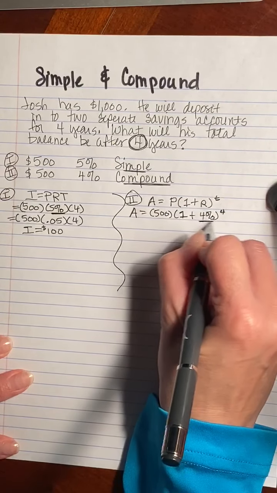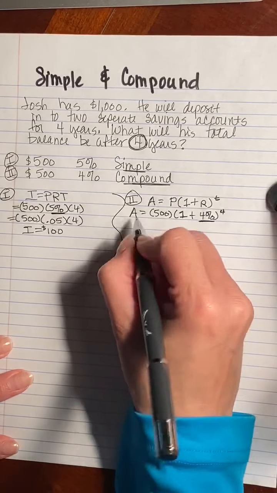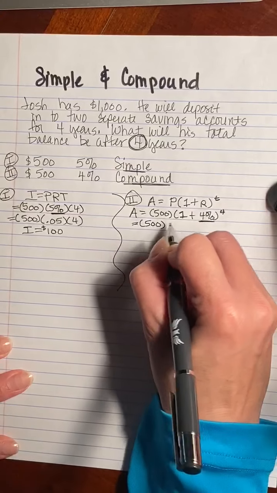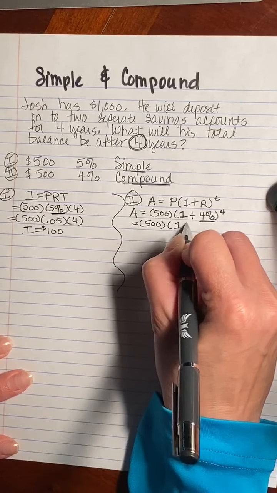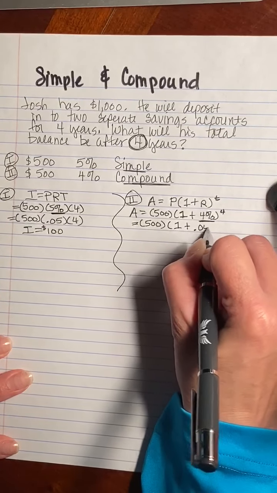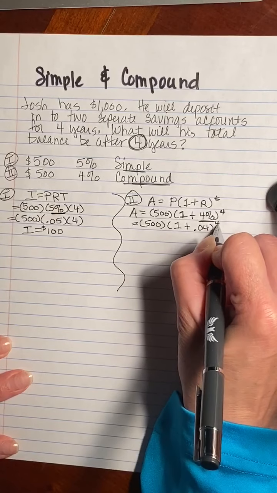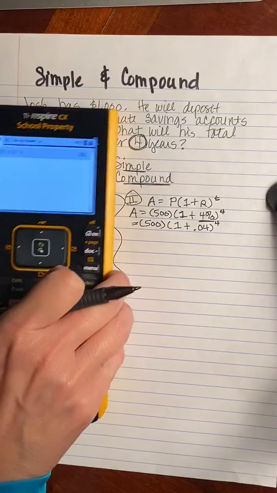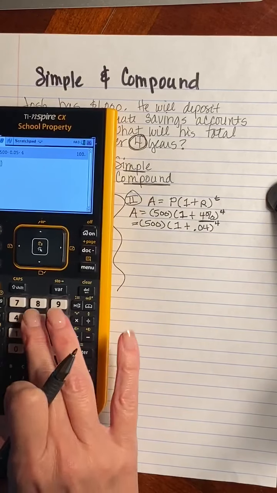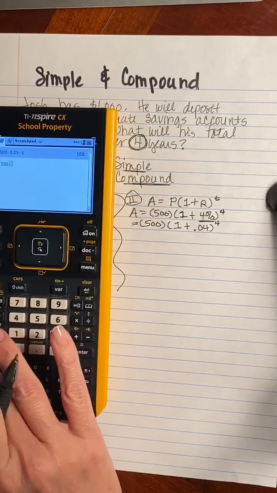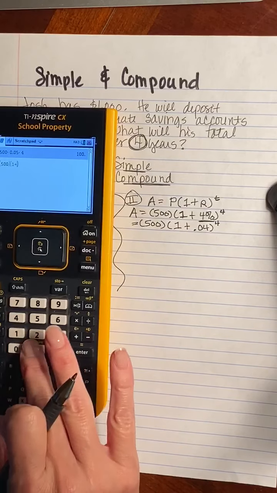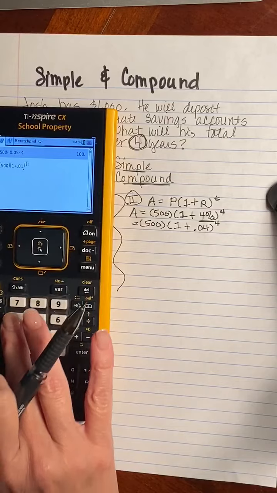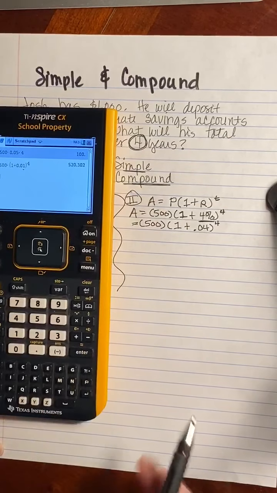Okay, so I need to change this 4% so that we don't get it mixed up. So we have 500 times 1 plus 0.04 and the exponent of 4. Okay, let's go ahead and put this in our calculator. So we have 500 times 1 plus 0.04. Make sure you power up. Make sure you put in your exponent. Enter.